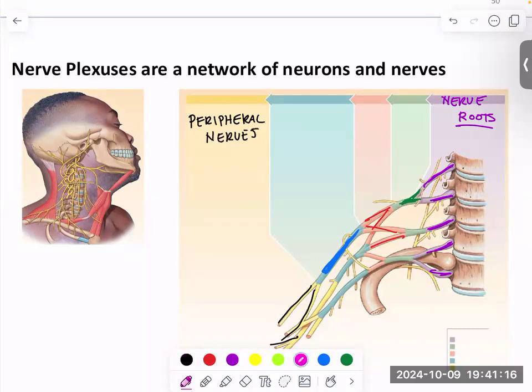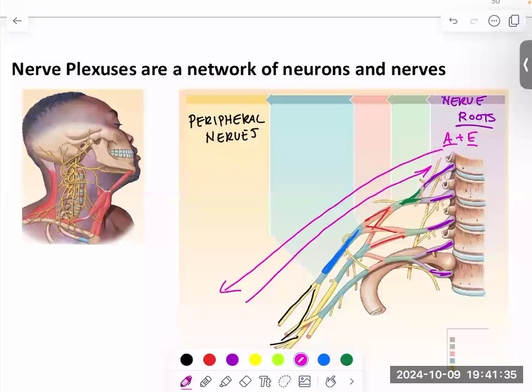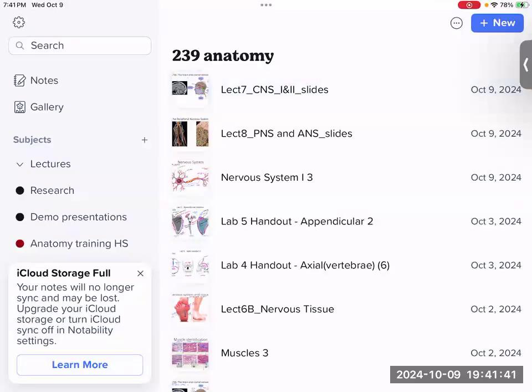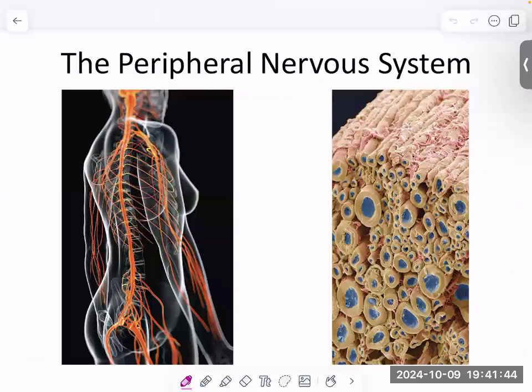Remember that at the roots, they are already afferent and efferent. They are moving both sensory and motor information into and out of the spinal cord. All of these are afferent and efferent. We'll go over these at the end of today's lecture. Sir, what about the... Nope. Just the roots and the peripheral nerves. That is it. It is quite complicated. You will see at the end of today's lecture what of those two I want you to know.